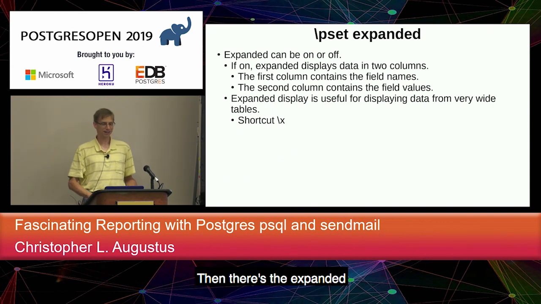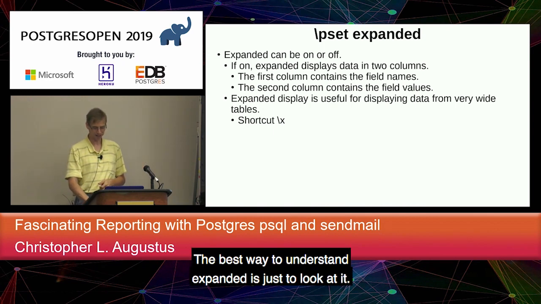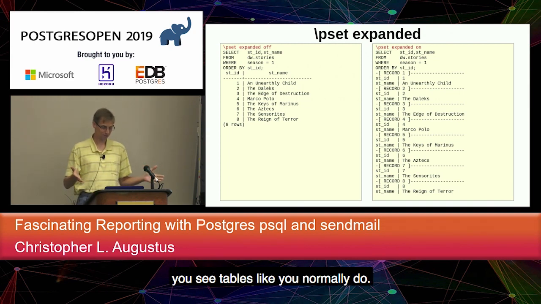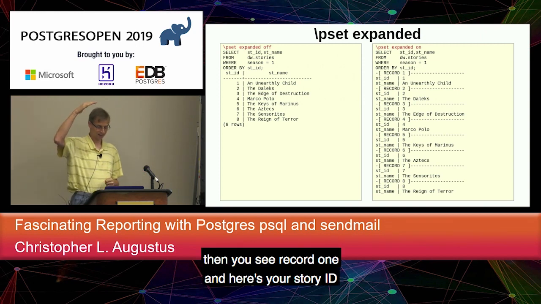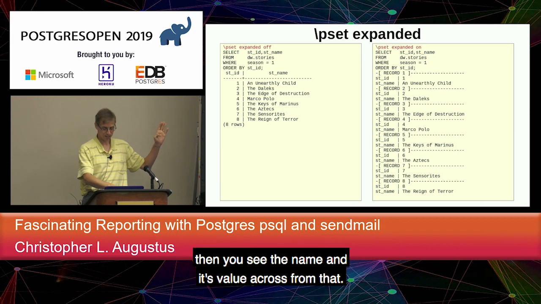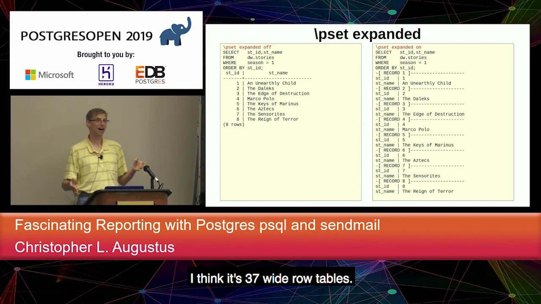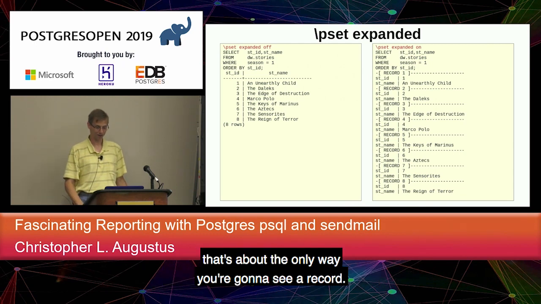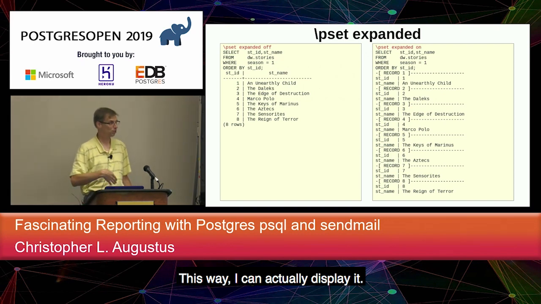And then there's the expanded format, and it's kind of hard to explain. The best way to understand expanded is just to look at it. If you run it with expanded off, which is the default, you see tables like you normally do, the IDs and the names. If you expand that, then you see record one, and here's the story ID, and its value across from that. And then you see the name, and its value across from that. This is great if you have, I think it's 137 wide row tables, like we have one at my place of business. That's about the only way you're going to see a record. You can't get a terminal wide enough to display 137 columns. This way I can actually display it.